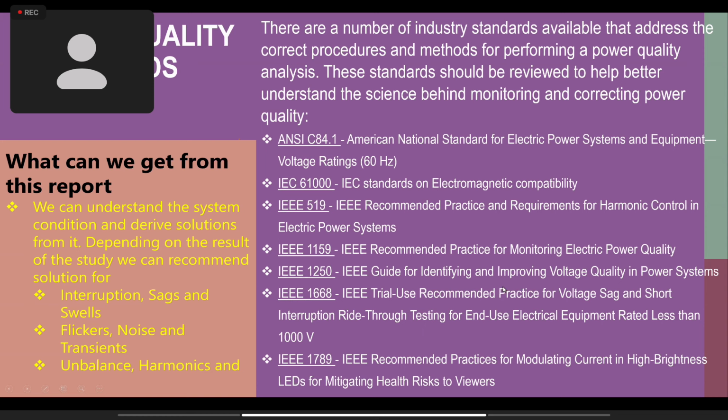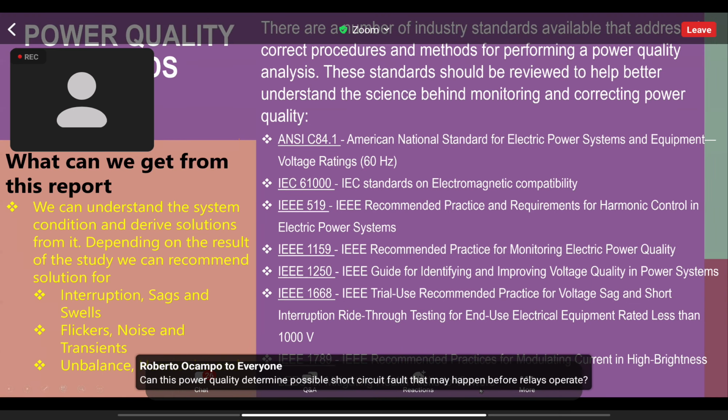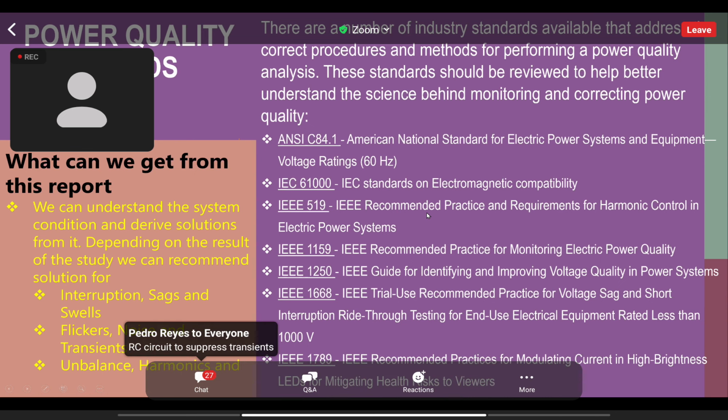Na-discuss natin kanina, it should be not more than 10% or not less than 90%. Then we have the IEEE 1789, recommended practices for modulating current in high brightness LEDs for mitigating health risk to the viewers. Ang mga LED TV, paano natin i-address yan? Ang lagyan natin ng mga TVSS or noise filters or transient suppressors. So ito yung mga recommendations natin for the standard of power qualities.